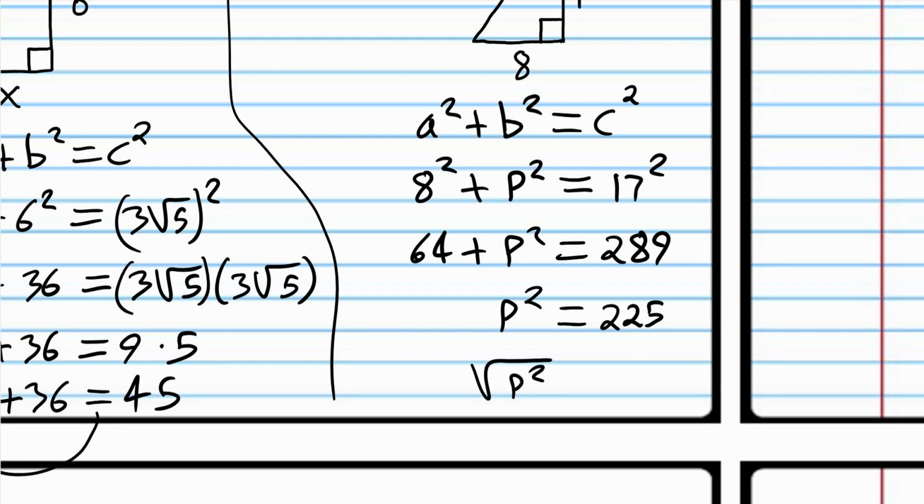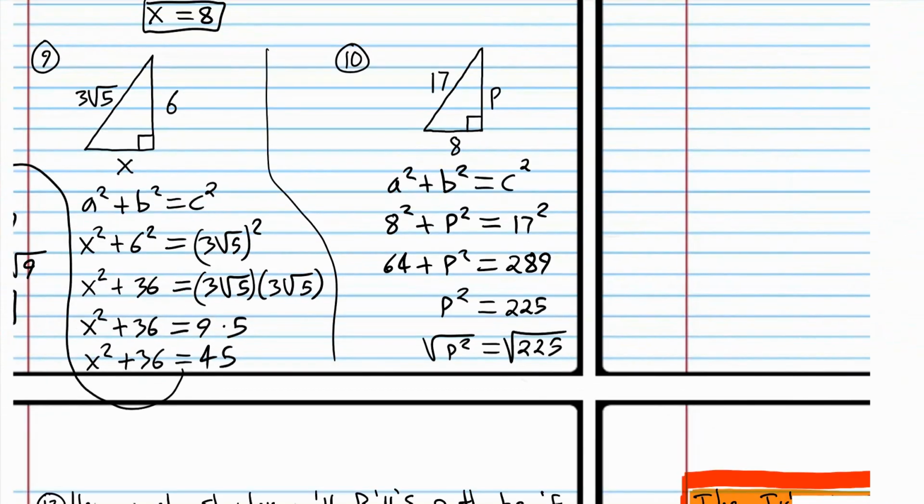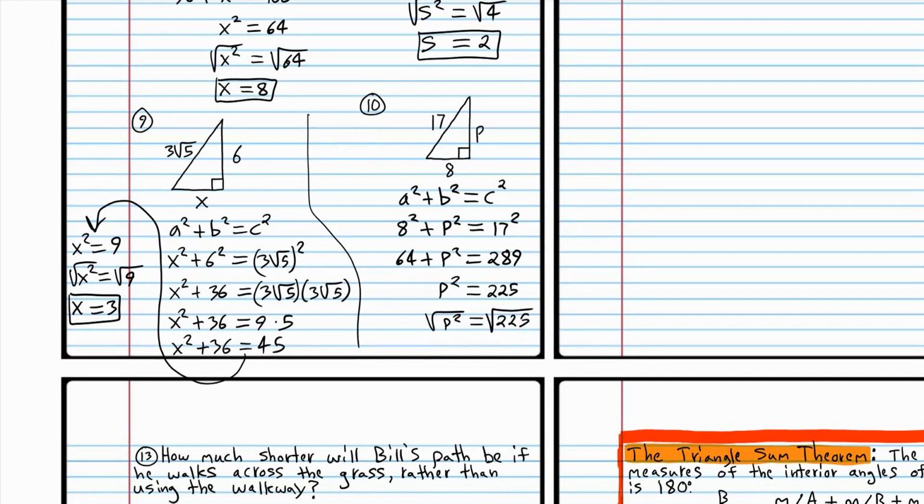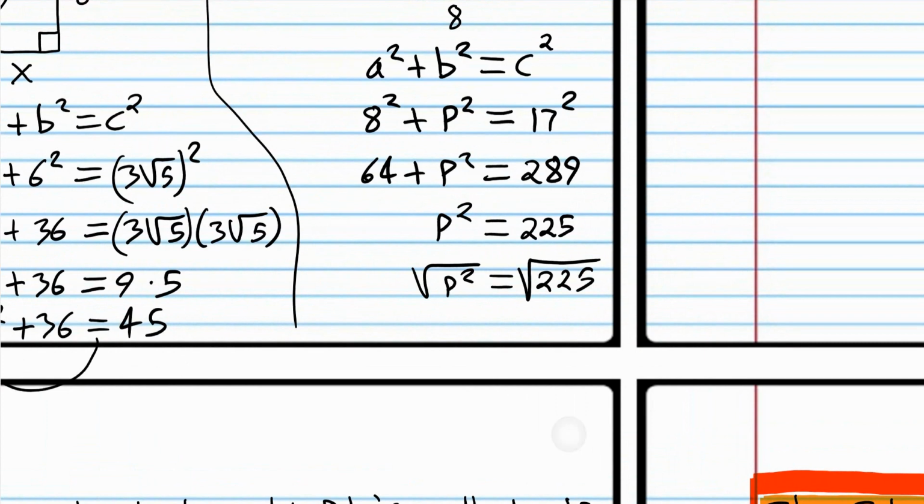So now we're going to get rid of that second power on the p, and we're going to square root both sides of the equation, because square rooting is the opposite of squaring. And again, we're out of room here. I can move this up though. And our final answer is P.